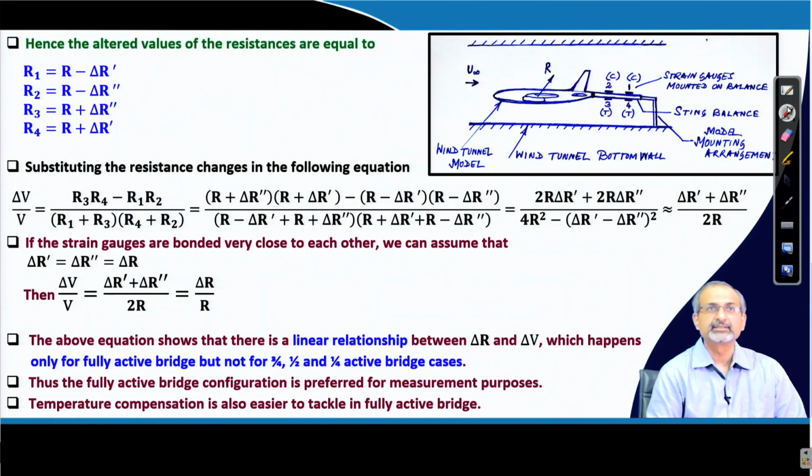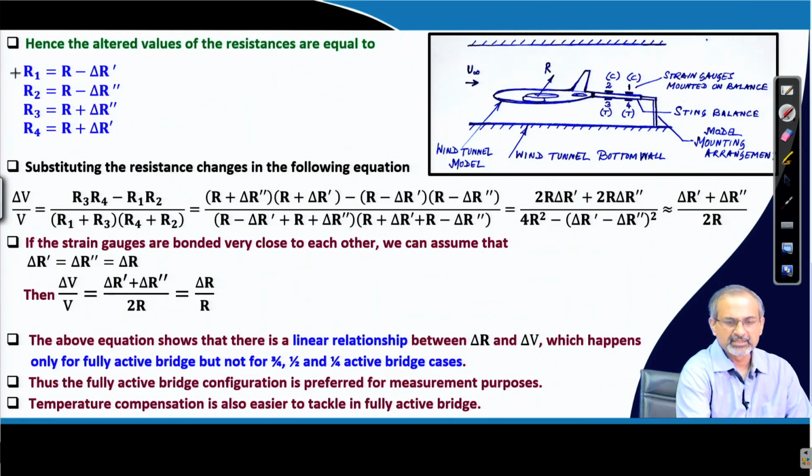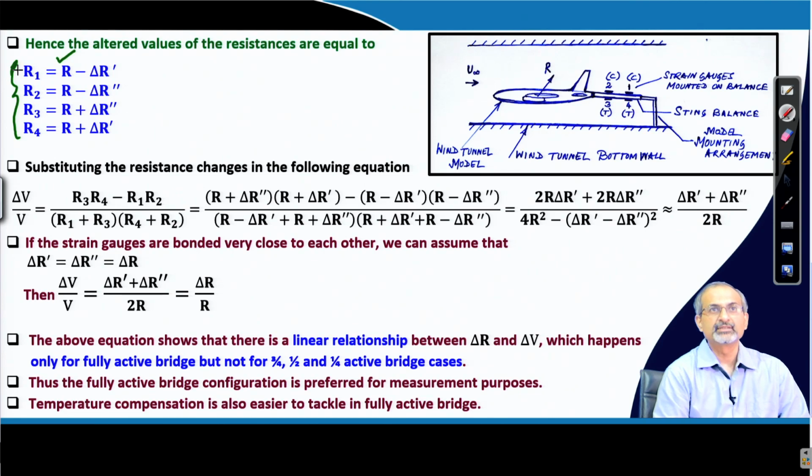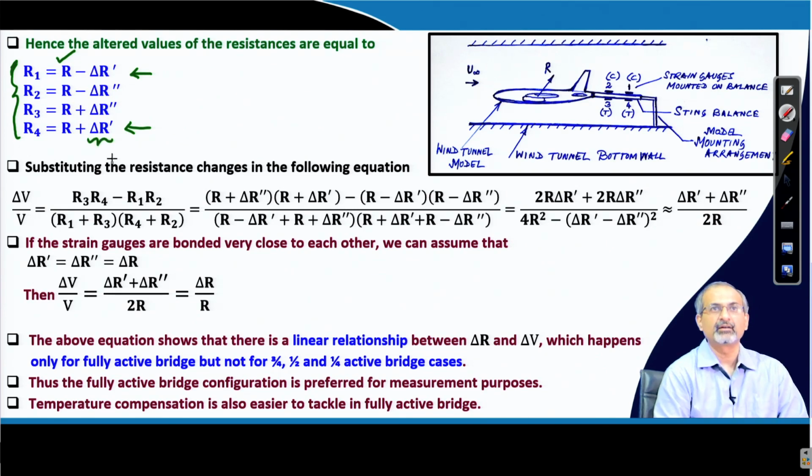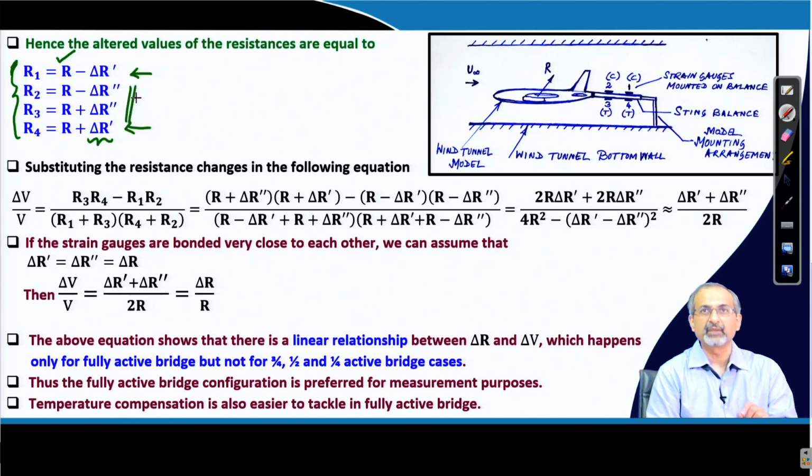So, let us try to write the change in resistances starting from the initial values, which were R, all of them were R, and now after the loading was done, let us say that they have different values and these are represented here. You can see that at locations 1 and 4, the change magnitude is given by delta R dash. In one case it is a reduction, in the other an increase, because of the compression and tension respectively. Similarly, at locations 2 and 3, the resistance change magnitudes are identical.